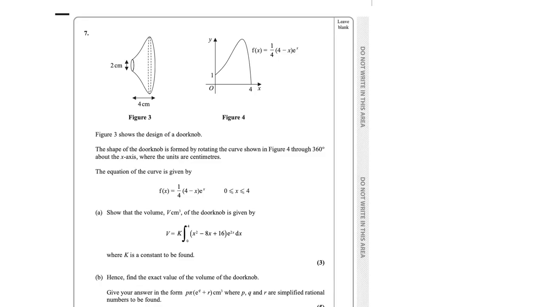Okay, question 7. So, this looks interesting. We have a doorknob, and it's formed by rotating the curve shown in figure 4 through 360 degrees about the x-axis, where the units are centimetres. What I love about these questions, if we're rotating something through 360 degrees, what's happening? Yeah, volume. Absolutely. So, whenever we think of volume, I want us to do this: the integral of pi lots of y squared dx. We know that's what's going to happen here.